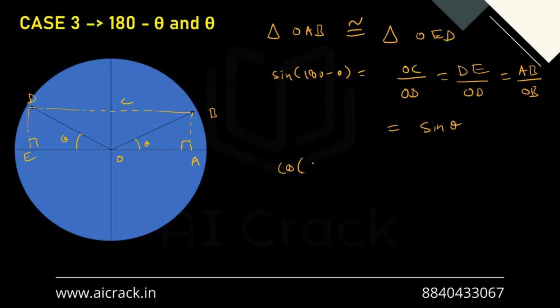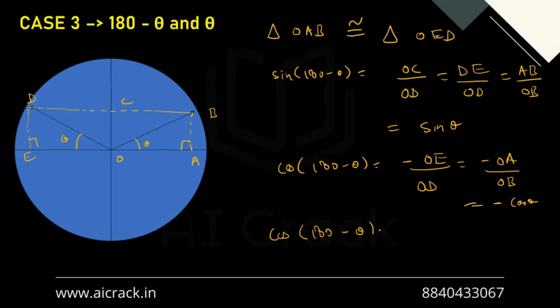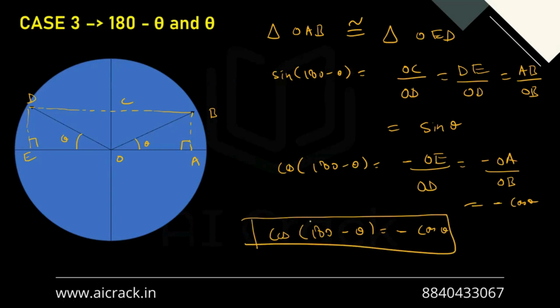Now if we look at cos of 180 minus theta, so we have got projection on x-axis, but over here again it's a negative x-axis. That would give us minus OE divided by OD. Now OE is same as OA. This becomes minus OA divided by OD, which is same as OB, right? So this becomes minus OA by OB. That becomes cos theta. So cos of 180 minus theta becomes minus cos theta. Okay. So these are the final results.